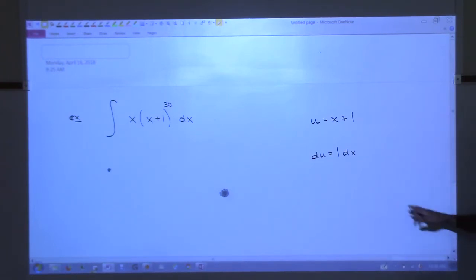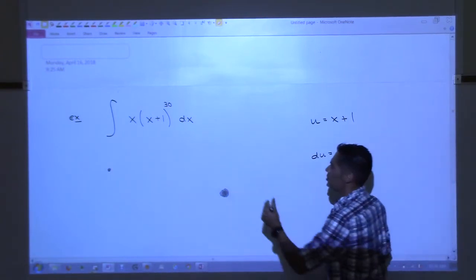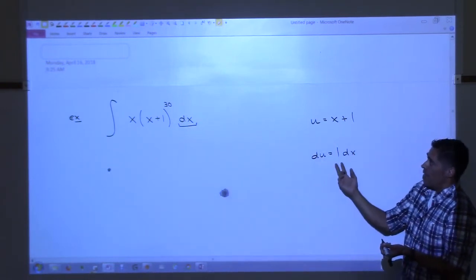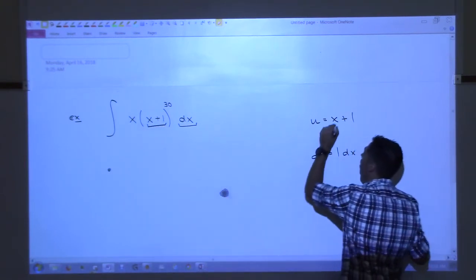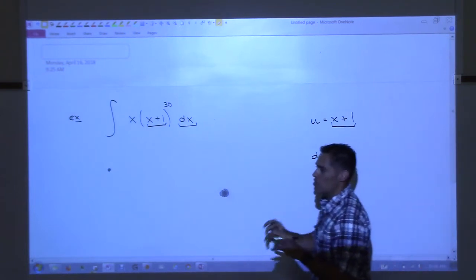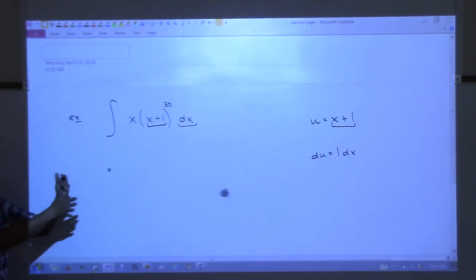I really don't need this 1 here, do I? No, okay. I'm going to be able to replace this dx with what? Du, right? So I've got that covered. I'm going to be able to replace the x plus 1 with u, right? But if I'm going to do a substitution, all x's must become some form of u. You can't have u's and x's mixed up.